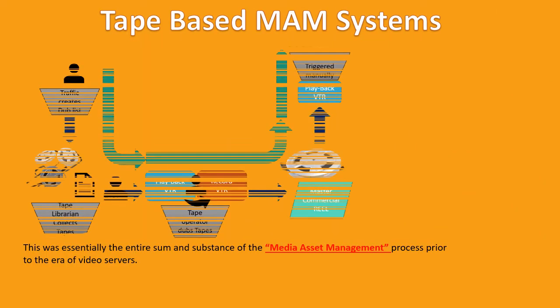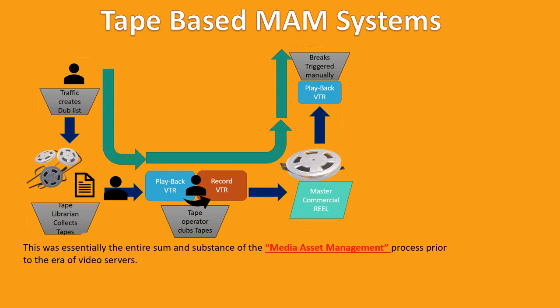Once automated tape-based play-to-air libraries were put into use by broadcasters, an operator would load the tapes into the play-to-air robotic library and enable applications that were built into this robotic system's control system, referred to as a library management system or LMS, which would be triggered by the station's external automation interfaces at the appropriate point in time based upon the station's program schedule. This was essentially the entire sum and substance of the media asset management process prior to the era of video servers.